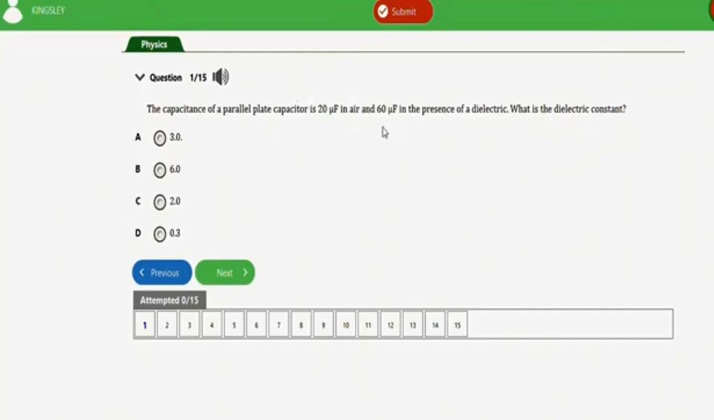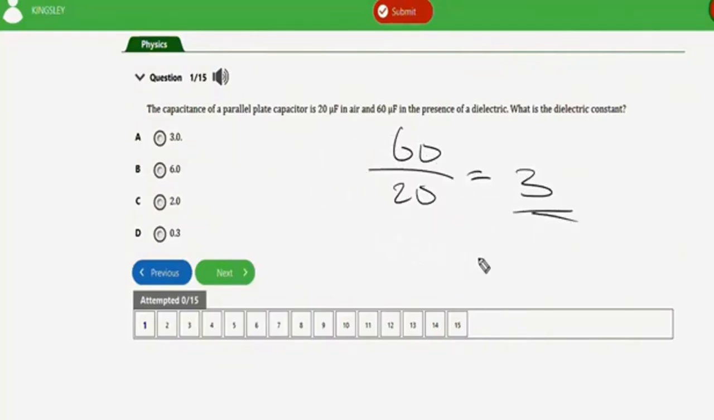The first question says, the capacitance of a parallel plate capacitor is 20 microfarad in air and 60 microfarad in the presence of a dielectric. What is the dielectric constant? Note that when solving problems involving dielectric constant, all you need is to divide the microfarad in the presence of a dielectric by the microfarad in air. So we have 60 over 20, and that will give us 3. So the right option in this question is option A.